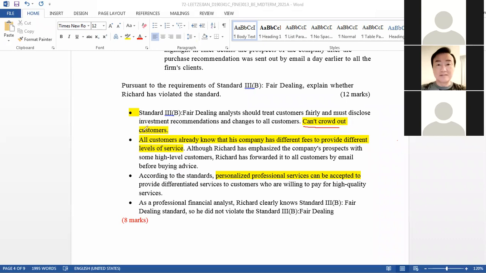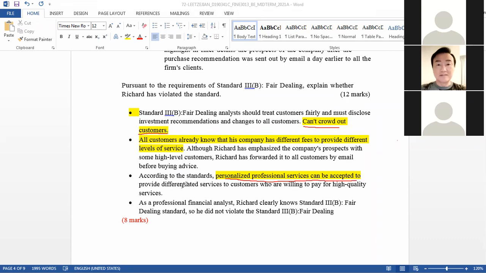This is rubbish. You can't crowd out the customer. Right? All customers already know that this company has different fees. You remember what I said? The company has made known to the client, right? So, wow, personalized professional service can be accepted.